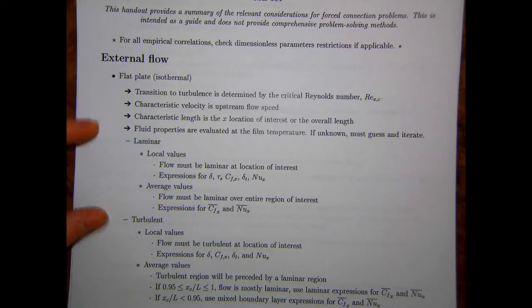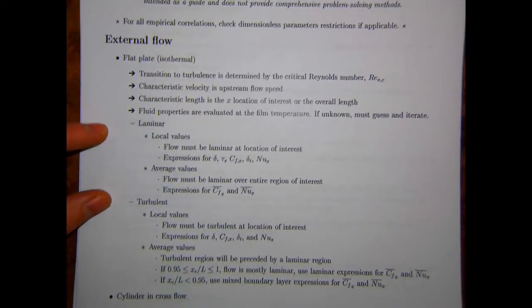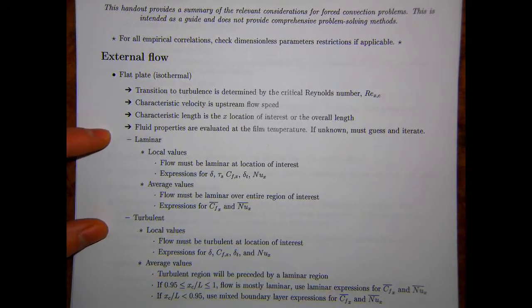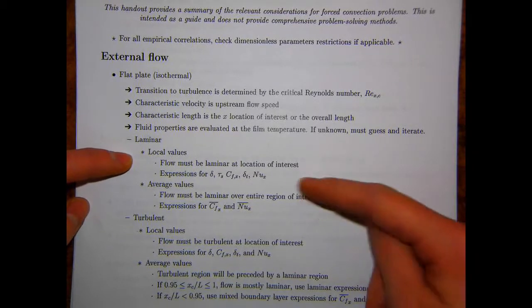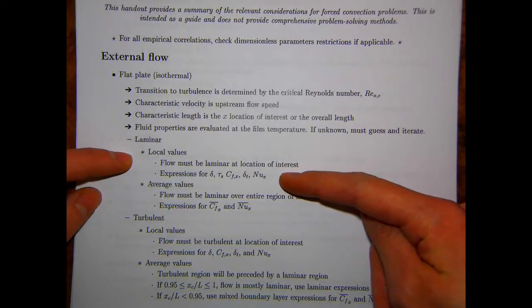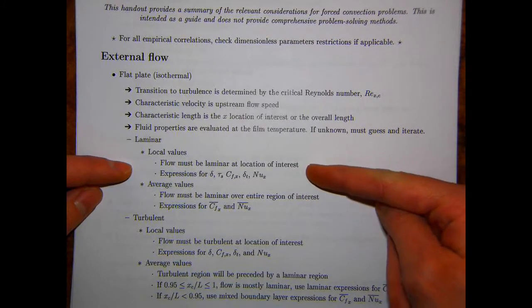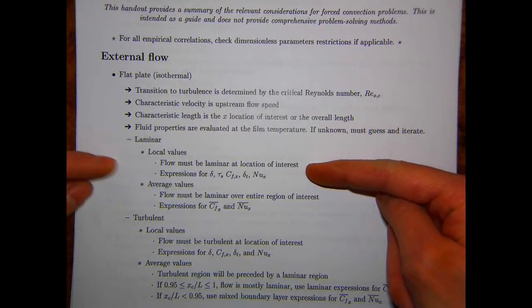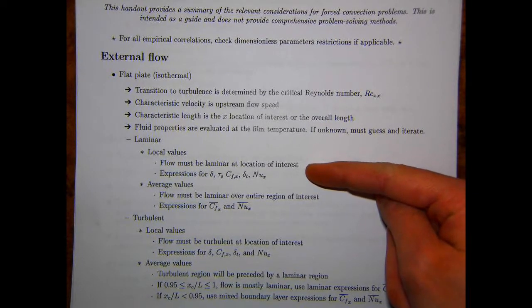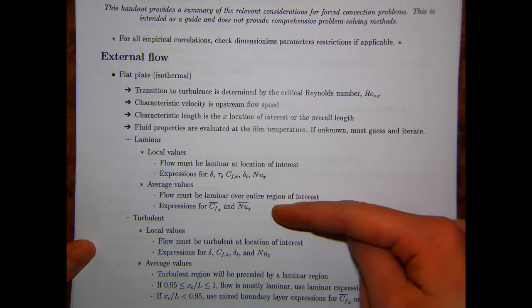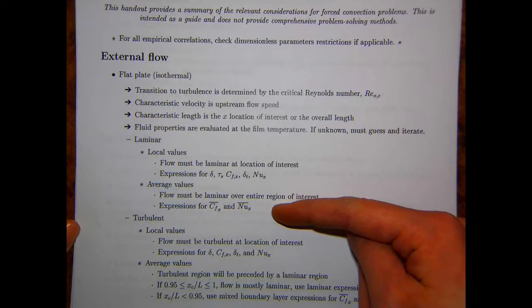So the 2 main conditions are laminar flow or turbulent flow. In laminar flow, you have expressions for local values of these parameters. We wrote down these expressions. The restriction is that the flow has to be laminar at the location of interest. So if you're looking at a local value at one place, you've got to have laminar flow there. If it's an average value, then the flow has to be laminar over the entire region of interest. And we have expressions for the average friction coefficient and Nusselt number.